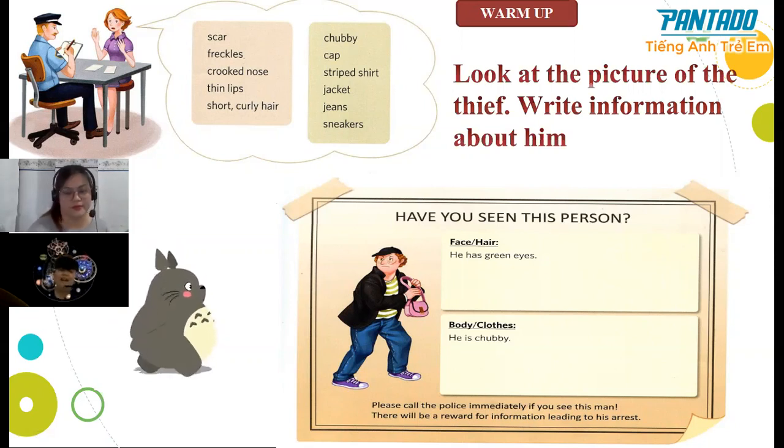Face, hair. Curly. What is the color of her hair? Look at her hair. His hair, sorry. His hair is curly. And what color is it? Brown. I think this one is red. You're right. Use the small font.